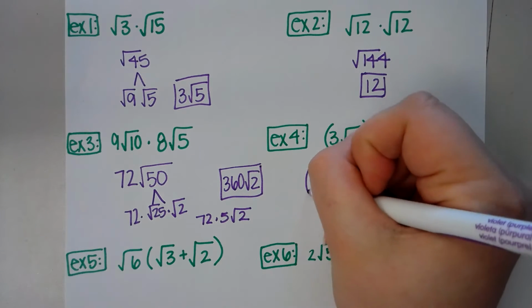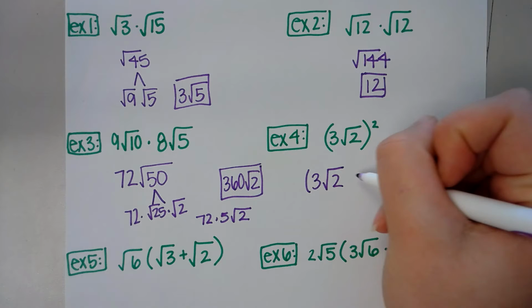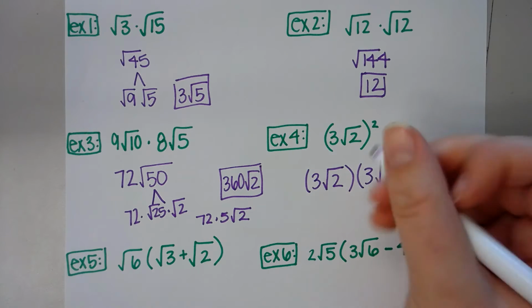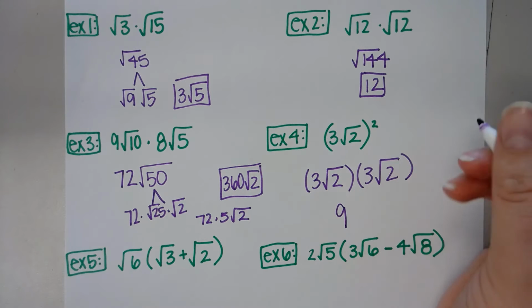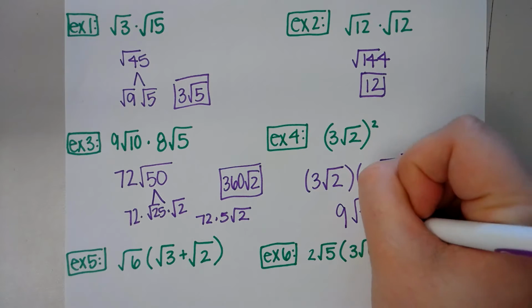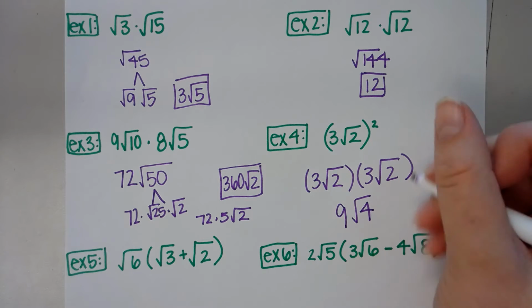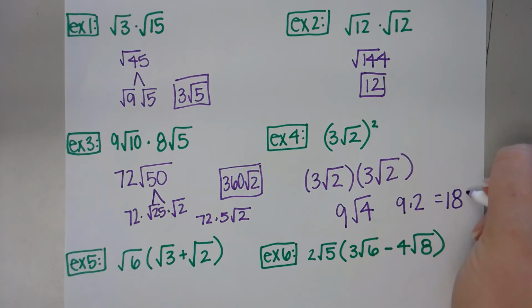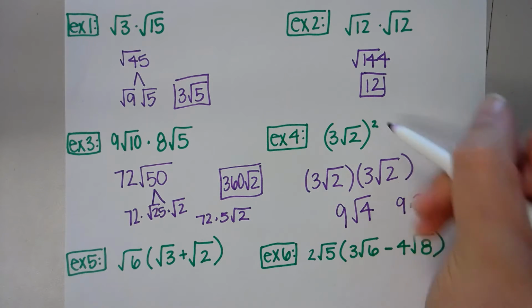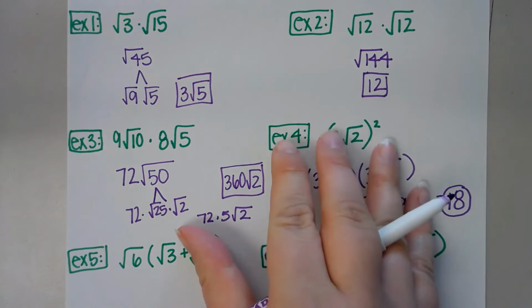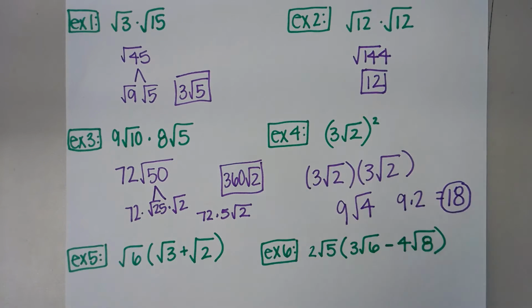This next one is going to be 3 square root 2 times 3 square root 2. So 3 times 3 is 9. Square root of 2 times the square root of 2 is the square root of 4. Notice the square root of 4 is a perfect square, so that's going to be 9 times 2, which gives me 18. Okay, that 2 on the outside means that you're multiplying by the same thing twice. So make sure that's where you extend it there.